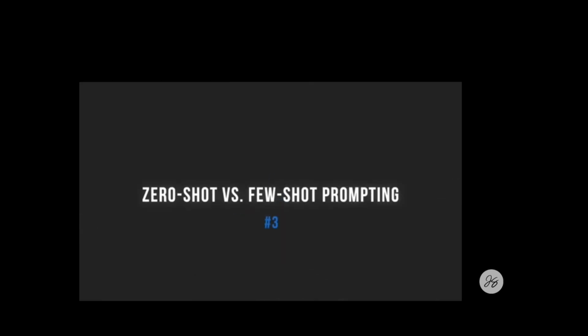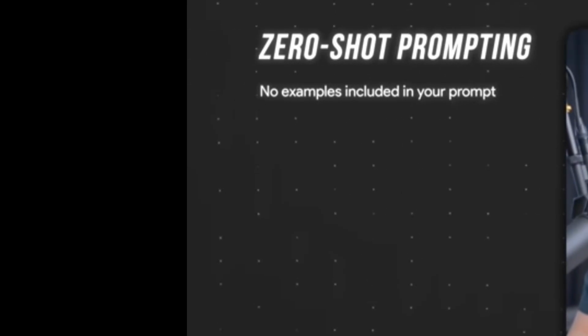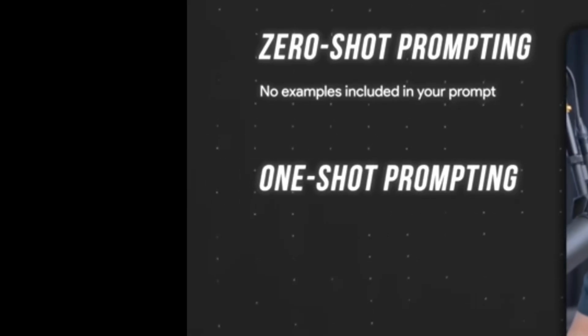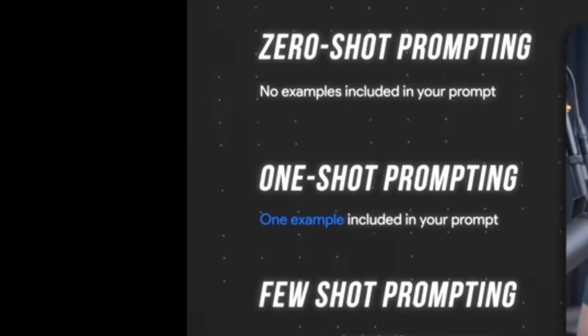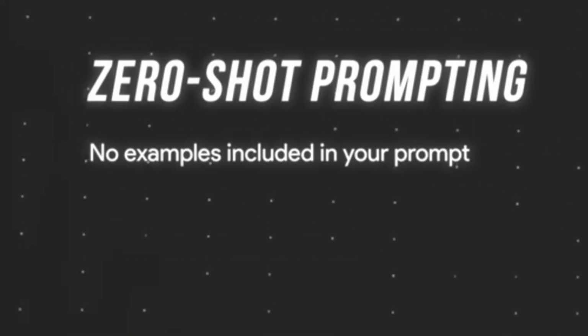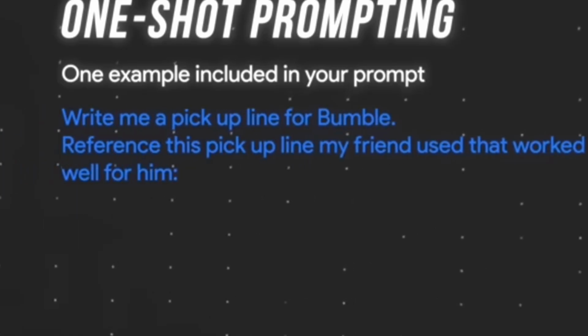For instance, a zero shot example might look something like, write me a pickup line for Bumble, which is a completely hypothetical scenario I would never condone, much less participate in. A one-shot prompt would be, write me a pickup line for Bumble. Reference this pickup line my friend used that worked well for him. And you include an example of what your friend wrote. A few-shot prompt would look the same as one-shot with just two or more examples of successful pickup lines.